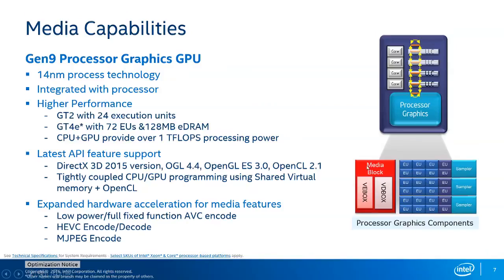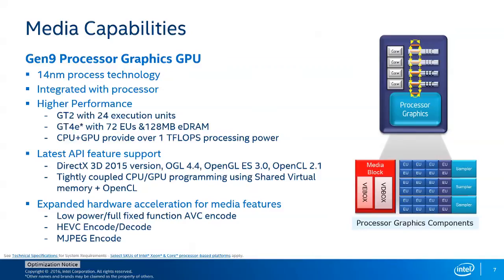And within the fixed function, there are groups of capabilities. One is this VD box, video box, which provides the codec capabilities, encode and decode. And then there's the video enhancement box, which has a lot of fixed function implementations of frame processing.